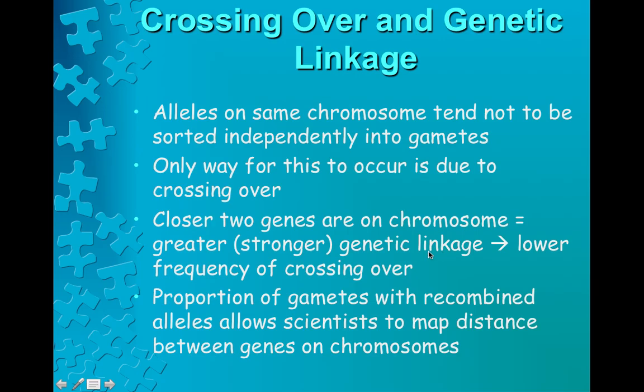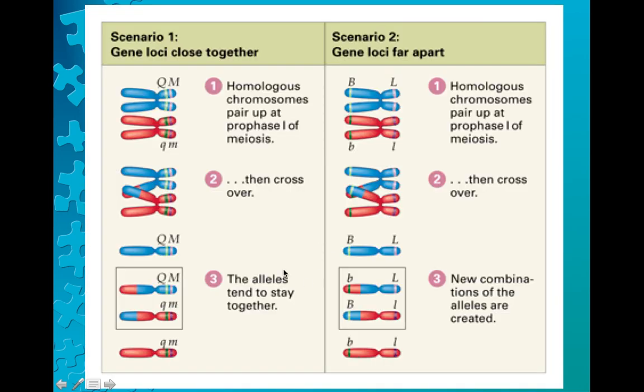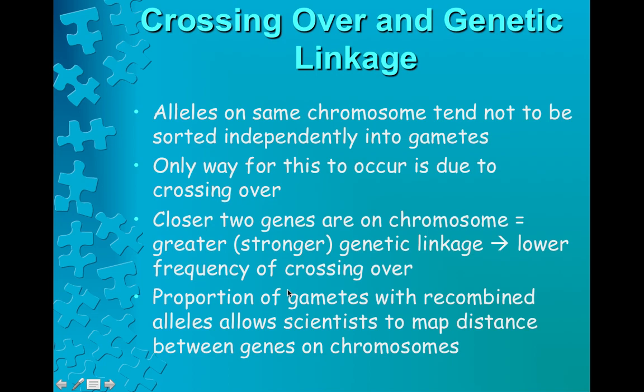All right, the closer 2 genes are, the more likely they are to get passed on together, to stay connected just like these guys did. All right, and so they stay like dad or stay like mom. And so you show a lower frequency of crossing over, more likely to look like the parent exactly in both characteristics you're comparing. And so we talk about them as being very tightly linked.